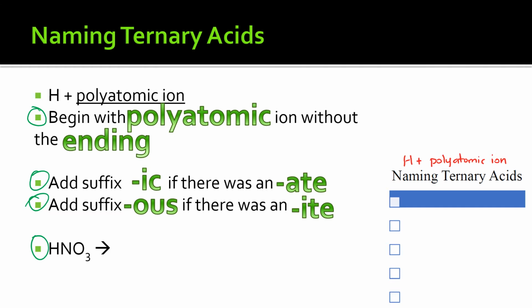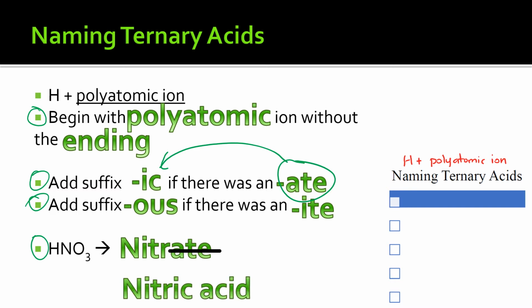Let's take a look at our example. Our example is HNO3. To name this acid, we start by looking at the polyatomic ion. NO3 is nitrate. I take the ending off, and since it's ate, I replace it with ic. So the name is nitric acid.